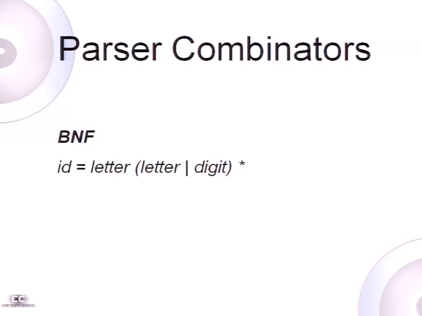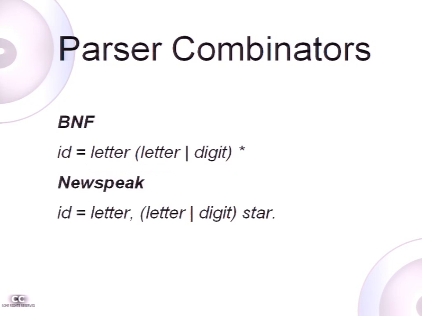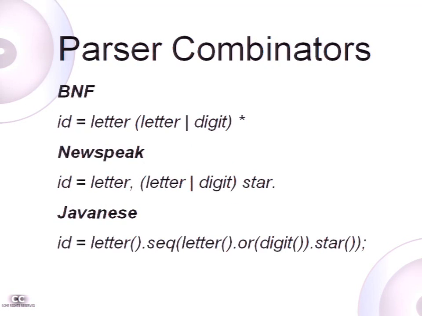You probably know. But here's some piece of BNF. It's a standard identifier, right? This is what it looks like in Newspeak. It doesn't look quite as nice, but it's pretty damn close, and it has the advantage that it actually runs. So you can actually parse something with it. And these are actually calls to a library, and in Java it would look something like this.